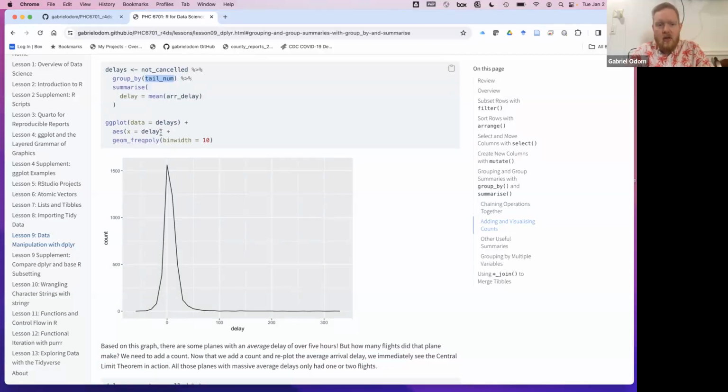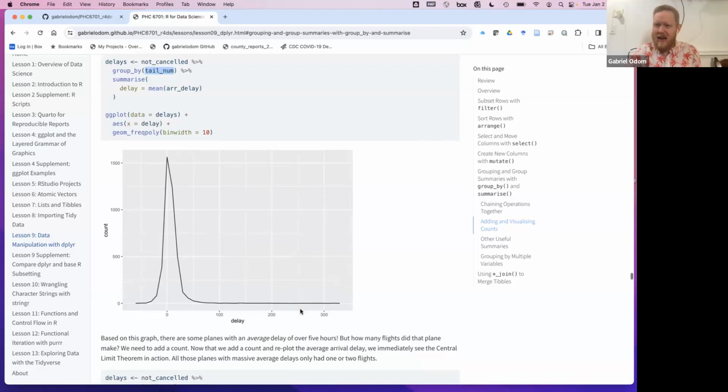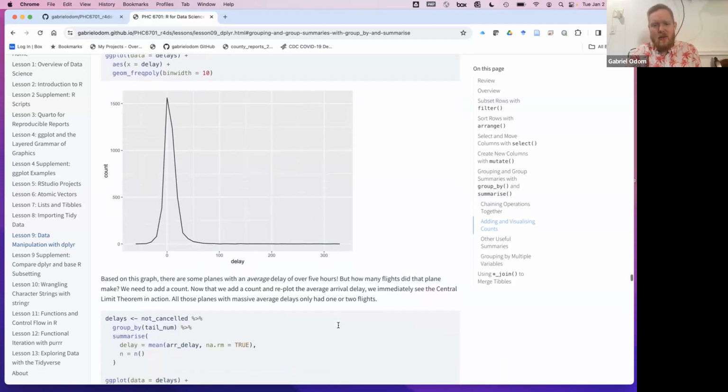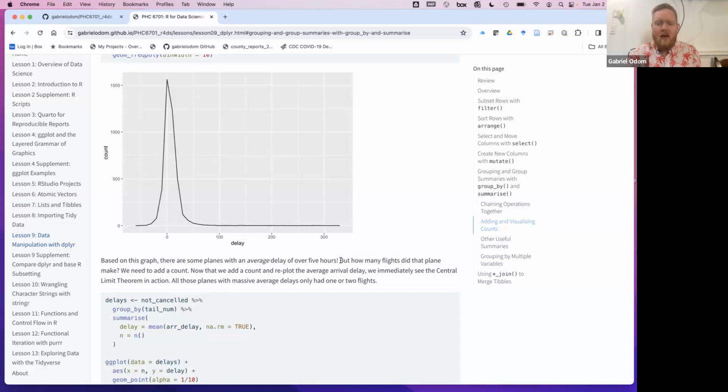Now, if you look at this plot, there are certain planes, these are individual planes, that on average are delayed multiple hours. Really? An entire plane with an average delay of over 5 hours? Hold on, that doesn't make a whole lot of sense. So we would want to add a counter that says, how many flights did that plane make? If that plane only made one flight and the flight was delayed 5 hours, well, that kind of makes sense. Yes, something weird happened, but it only made one flight. So the average is being pulled by the fact that there was literally only one flight and it had a long delay.